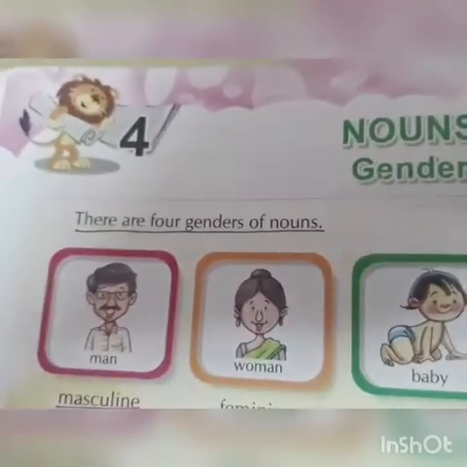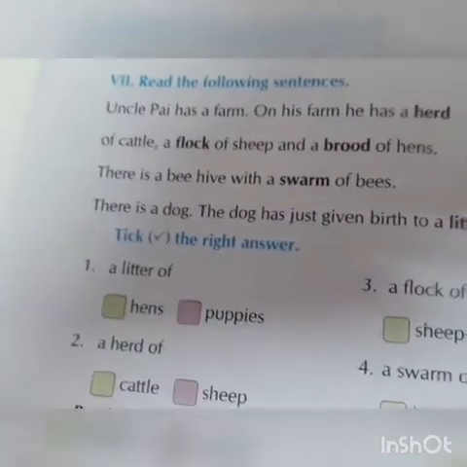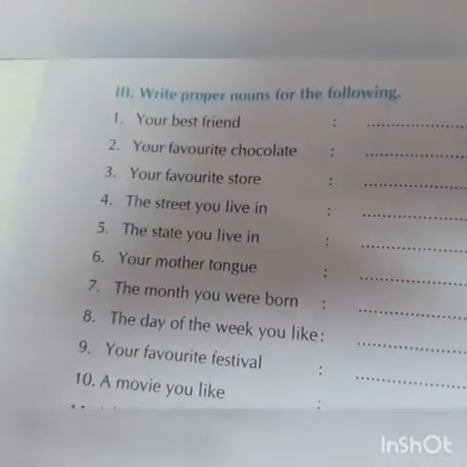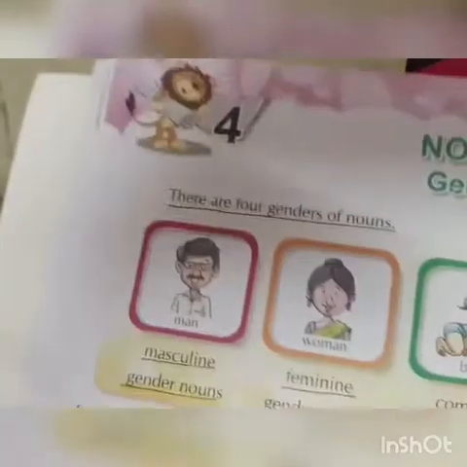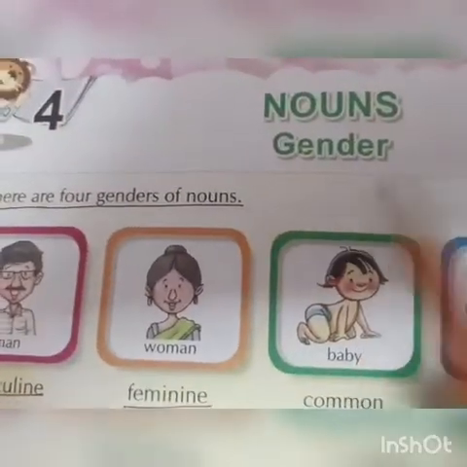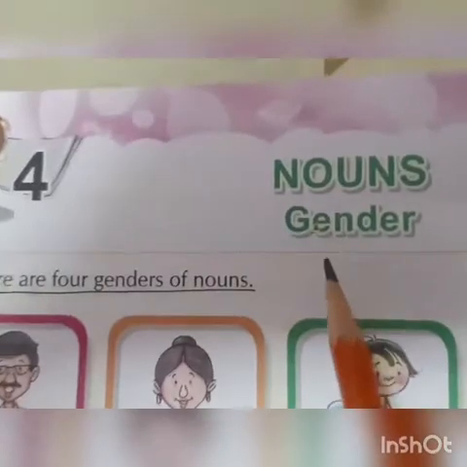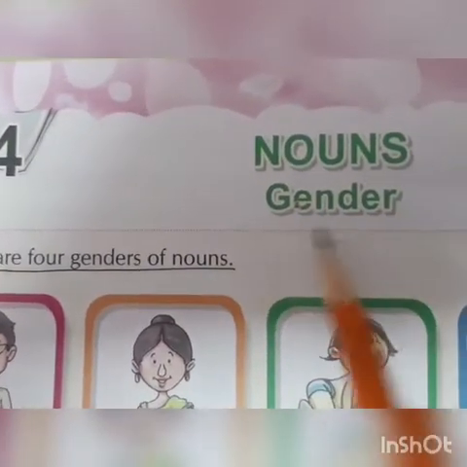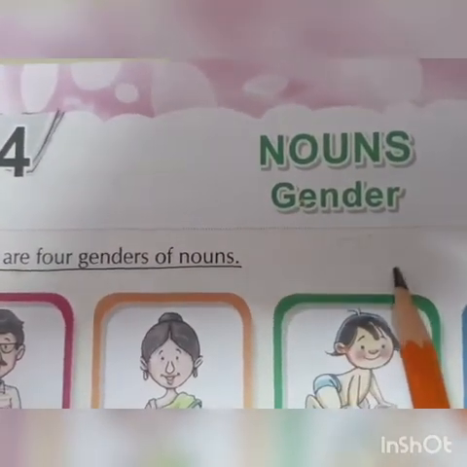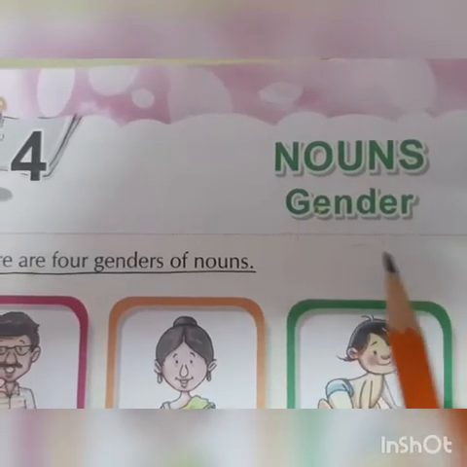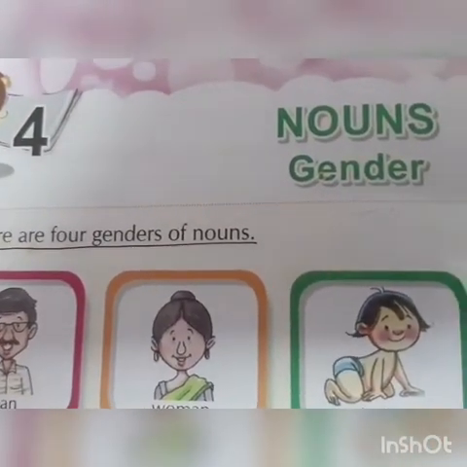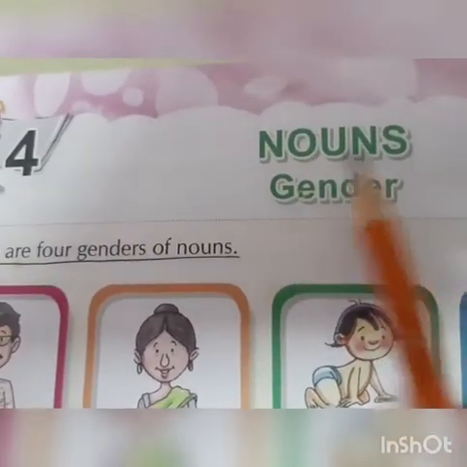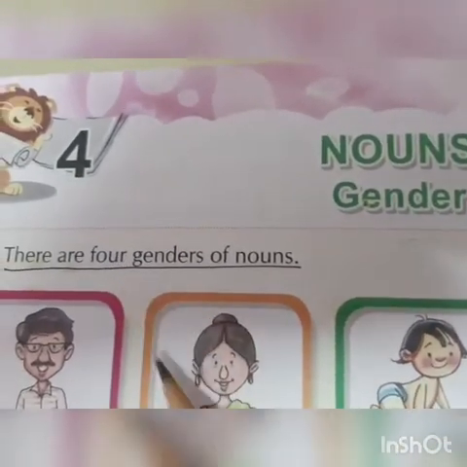We have already been learning nouns, and we have already learned different types of nouns. Before that we did abstract noun, collective noun, material noun and proper noun. Now we will be doing nouns, gender. What is the meaning of gender? The nouns that represent the male, female, neuter or common. Non-living things come under the neuter gender, and the other nouns represent either a male or a female.